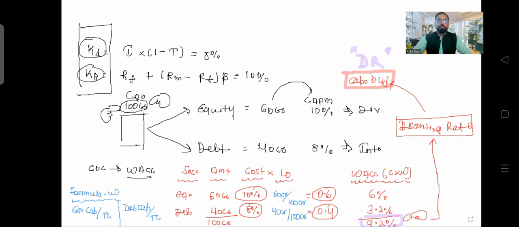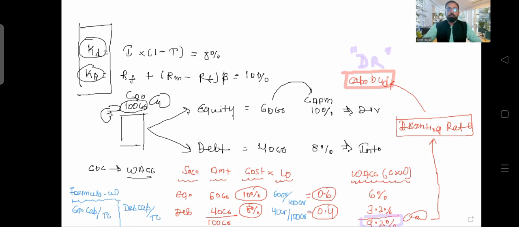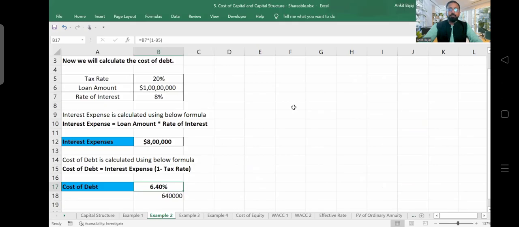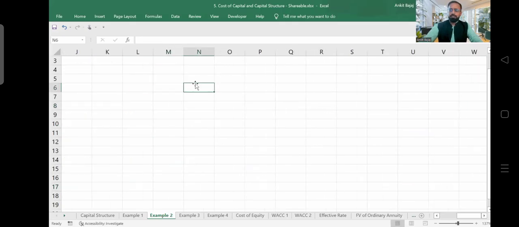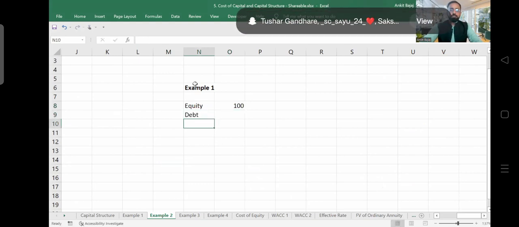In Excel, I will be taking the example. If you see here, I am framing a simple example, so just focus, and after that we will solve lots of cases. Example number 1. Let's suppose the company has raised money by issuing equity shares. The total value of equity is, let's suppose, 100 crore, and the total value of debt is 200 crore.